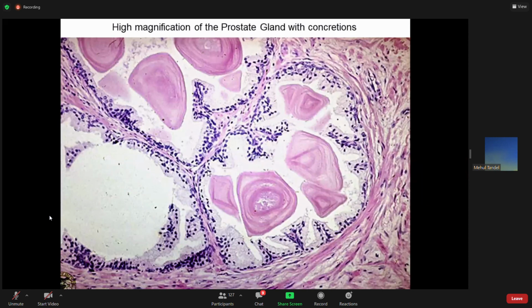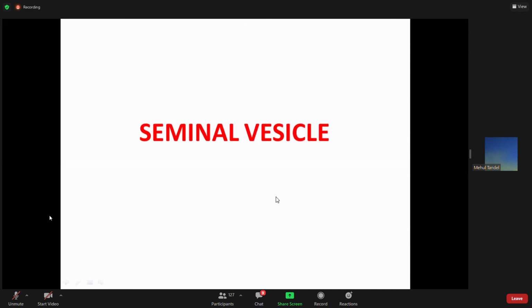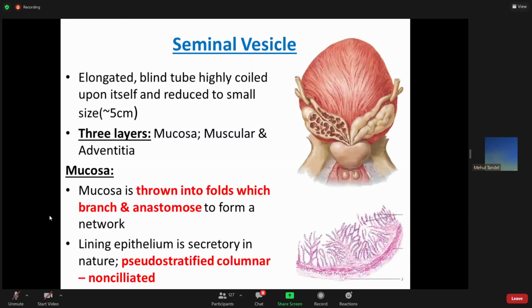Corpora amylacea very prominent. So most of the important aspects are over. Now let's see something about the seminal vesicle and penis. Okay, so seminal vesicle, elongated tube highly coiled upon itself and reduced to a small size, about 5 cm.